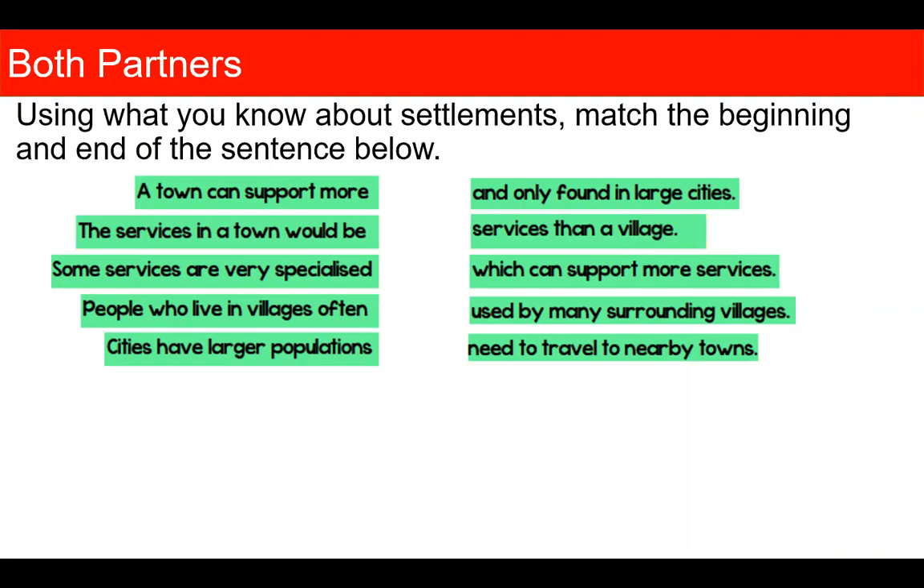This is on your activity sheet, so once I've read them out, you can pause the video and have a go at them before we give you the answers. So let's read them out. A town can support more. The services in a town would be... some services are very specialised... people who live in villages often... and cities have larger populations. And then the answers are: only found in large cities; services than a village, which can support many services; used by many surrounding villages; need to travel to nearby towns. Can you complete and match the sentences so they all make sense? Would you like to pause the video now, please, and fill in your worksheet?